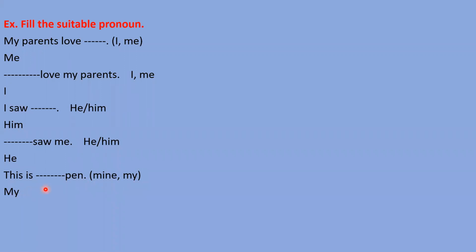This is my pen. Note, we can't say this is mine pen. Okay. But see the next example. This pen is mine. Here mine will come. Both mine and my, both these two words are having the same meaning. These two words are the possessive case of I.